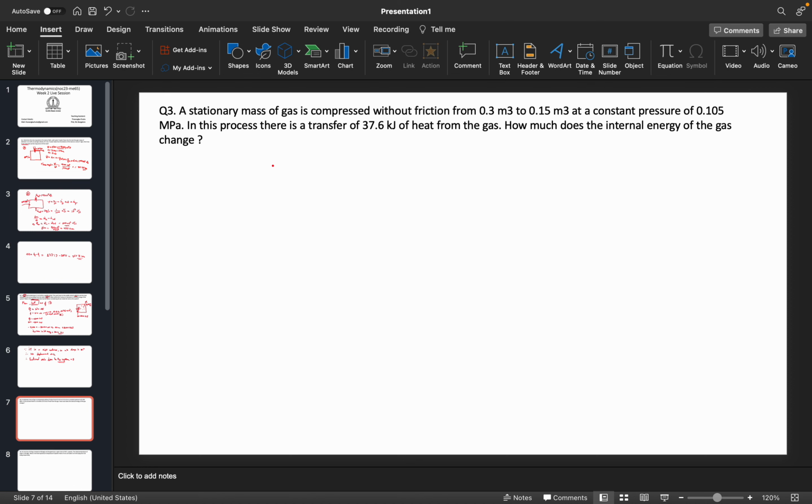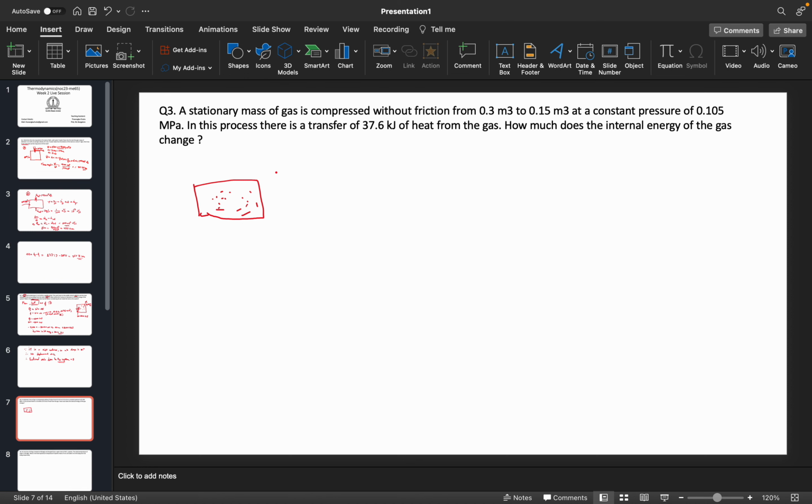Now, a stationary mass of gas is compressed without friction from 0.3 meter cube to 0.15 meter cube at a constant pressure of 0.105 megapascal. In this process, there is a transfer of 37.6 kilojoule of heat from the gas. How much does the internal energy of the gas change? Okay, what it says is that there was a stationary mass of gas, that means this mass of gas was not moving.